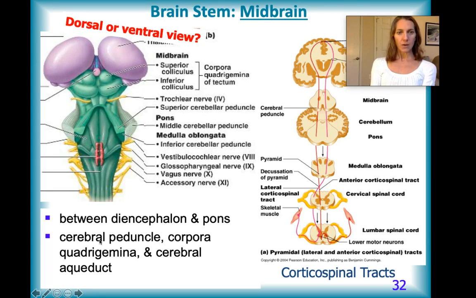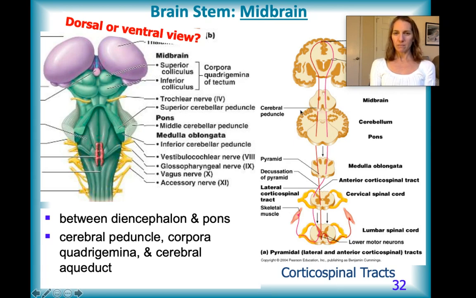In addition to the corpora quadrigemina, there is the cerebral aqueduct. I showed this in a different video, but the cerebral aqueduct is a passage that connects the third ventricle surrounding the thalamus, so coming over here, to the fourth ventricle, which is going to be just anterior to the cerebellum. So that's going to be another key anatomical piece running through the midbrain. And then lastly, the cerebral peduncles. So you can see them here. There's actually a superior, middle, and inferior peduncle in this part of the brain.